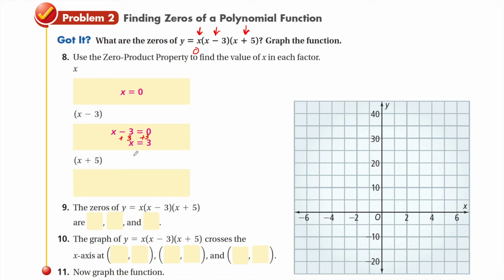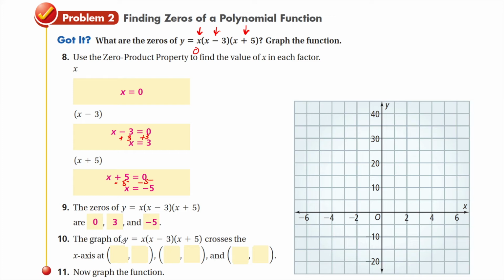Vice versa, we can do the same exact thing with the x plus 5, only in this case, instead of adding the 3 over, we're going to be subtracting the 5 over. So you subtract 5 from both sides, and you get x equals negative 5. Therefore, the zeros of y equals x times (x minus 3) times (x plus 5) will be 0, 3, and negative 5.